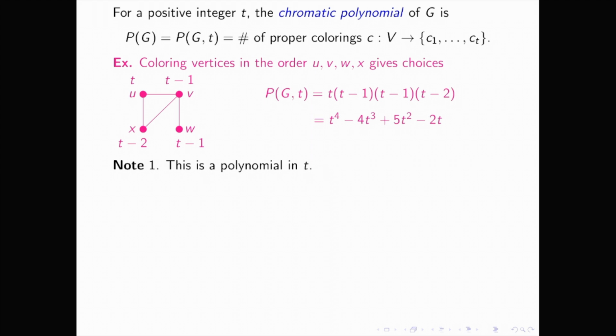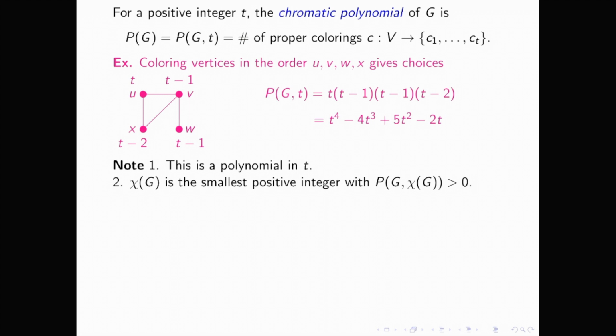Let me make a few more comments before we prove that this is a polynomial in T. First of all, the chromatic polynomial is closely related to the chromatic number in the following way. The chromatic number is the smallest positive integer such that if you plug it in for T into the chromatic polynomial, you get a positive number. Why is that? Well, by definition, chi of G is the smallest number of colors that you can use and get a proper coloring. So if P of G counts the number of proper colorings, then if I plug in chi of G, it'll count at least one proper coloring, and so it'll be positive.